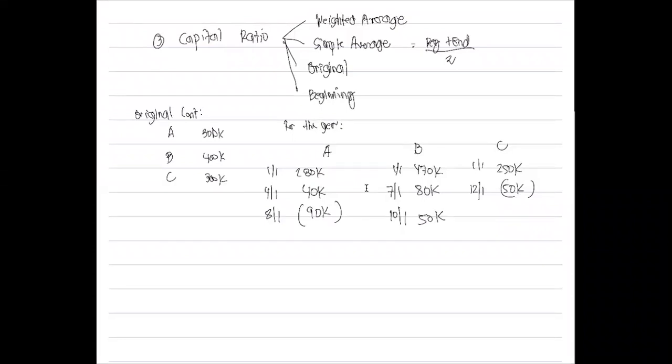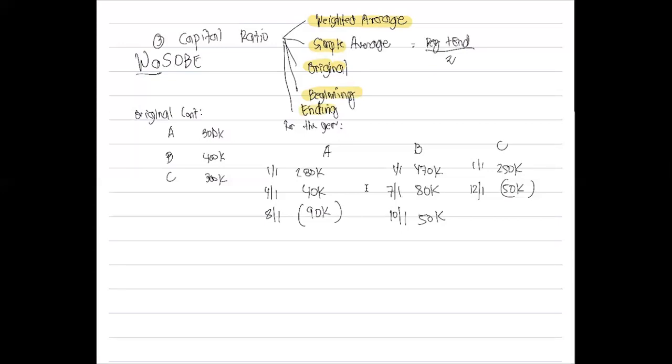original, and beginning. Pwede pa palang ending, guys. Ba't nakalimutan ko yan? Actually, the mnemonics here is wasobe. Wa is for weighted average. S is for simple average. O is for original. B is for beginning. And E for ending. Wasobe. In case of capital ratio.